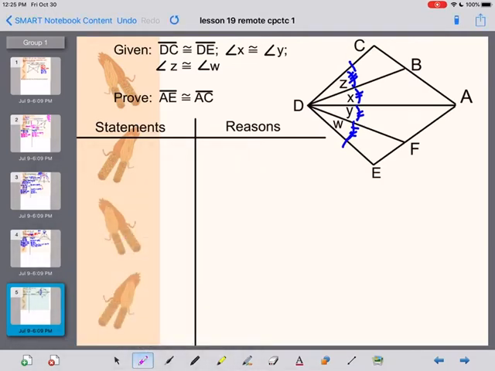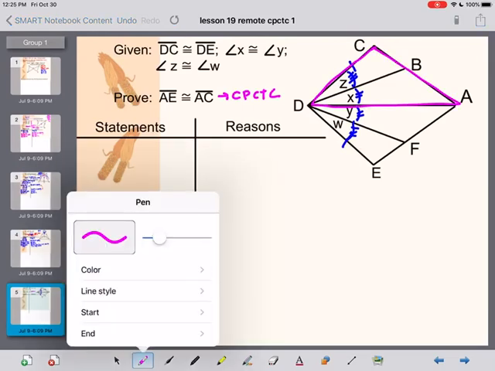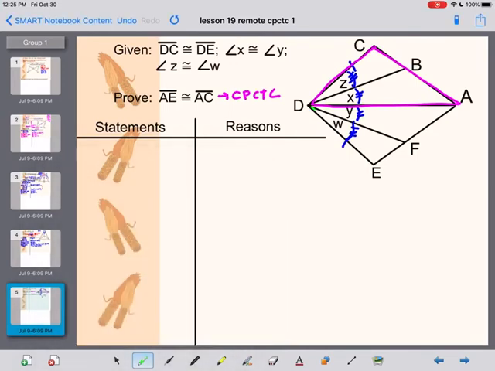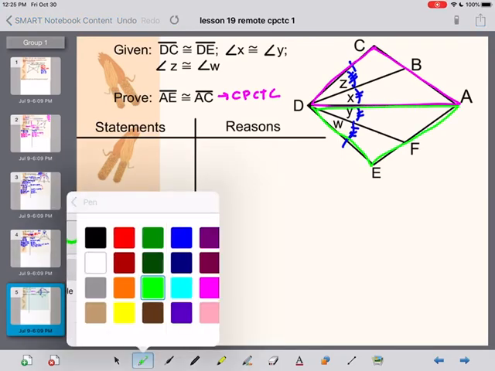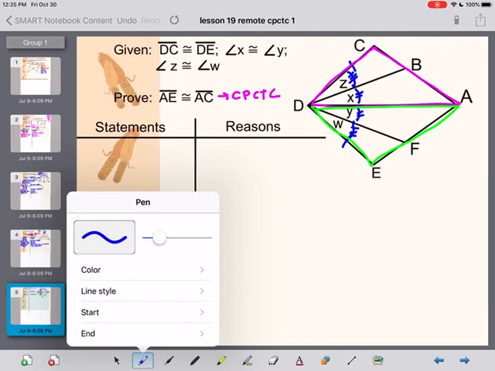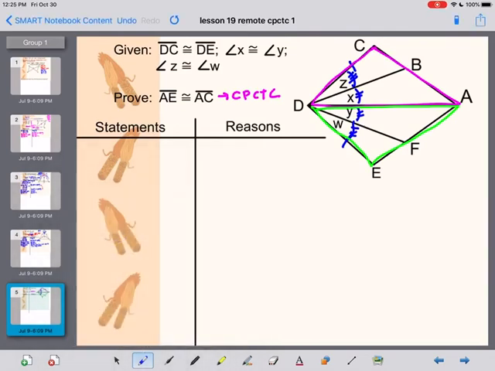So, hopefully you noticed again that we're trying to prove pieces, so we know our last step is CPCTC. Where are the triangles that we want to prove congruent? Well, the pieces lend themselves to this triangle, triangle DCA, and this triangle, triangle DEA. Also notice that I was given smaller pieces, but I'm going to have to, again, add them together to get these bigger angles congruent, okay?